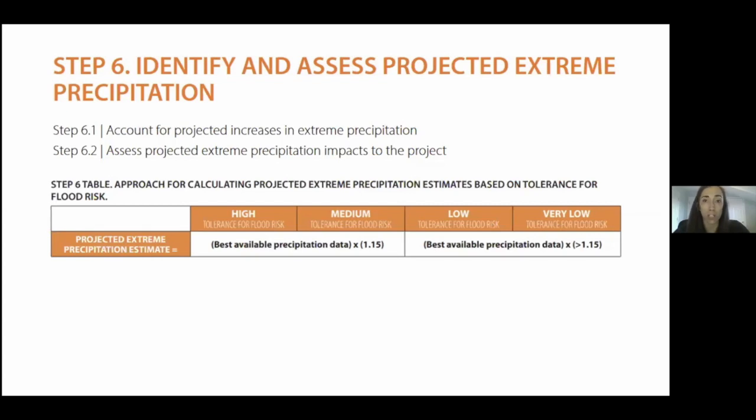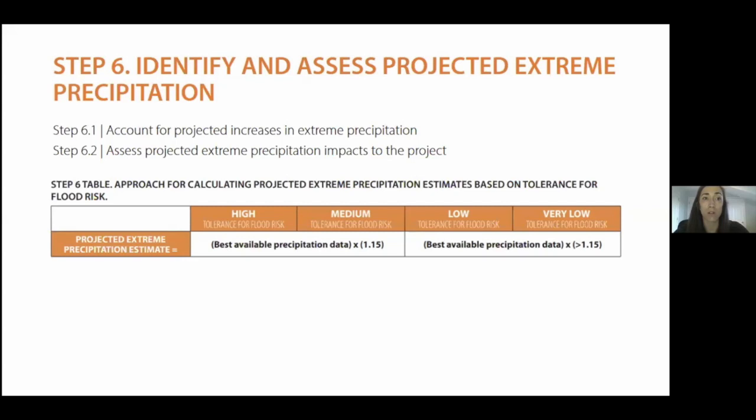Now, planning projects may account for this in a more qualitative manner, whereas projects involving detailed hydrologic and hydraulic modeling are advised to increase best available extreme precipitation estimates, that you can get from the Northeast Regional Climate Center or NOAA Atlas 14, by 15% or greater than 15%, depending on the tolerance for flood risk of the project. So this is largely consistent with the guidance that was put forth in the 2014 science summary, and that has since been incorporated into current state Alteration of Terrain program regulations.